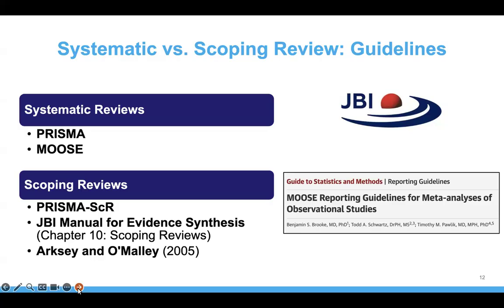Scoping reviews, on the other hand, in addition to PRISMA, have the JBI Manual of Evidence Synthesis, specifically Chapter 10, as Chapter 10 focuses on scoping reviews, as well as the Arksey and O'Malley framework. The similarity between these guidelines is that they are there to emphasize transparency, reproducibility, and comprehensive reporting of the process. Usually where the differences lie is, again, those differences in just how to conduct certain parts or certain steps of the review process.